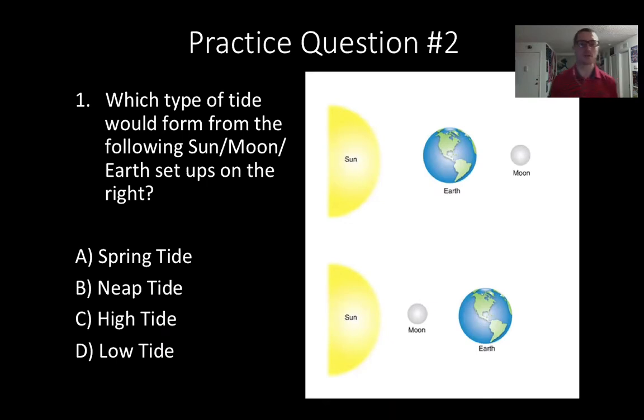Which type of tide would form from the following sun, moon, earth setups on the right? So we can see here, we've got sun, moon, and earth lining up in a linear fashion, not in a 90-degree angle. So what is the best answer here? What is your best answer? Again, could be on the quiz coming up. A, spring tide, B, neap tide, C, high tide, or D, low tide? Think about it. See what you guys have. The answer is going to be A, spring tide. Again, they're working together, working in tandem, which is going to cause those tides to be more extreme. Higher high tides, lower low tides.